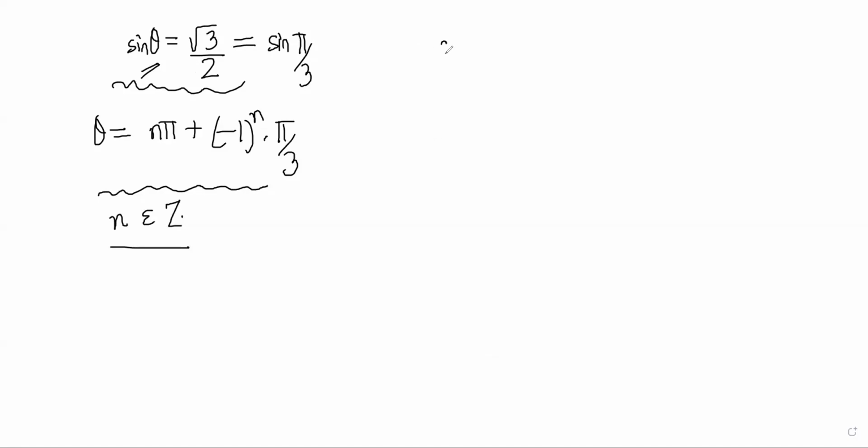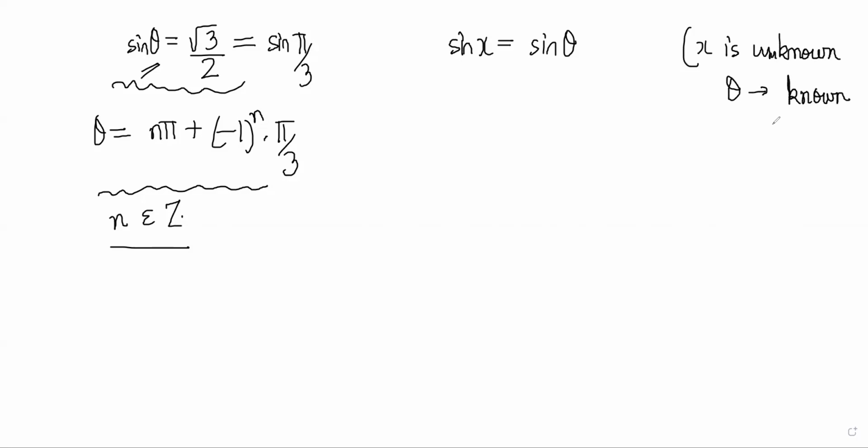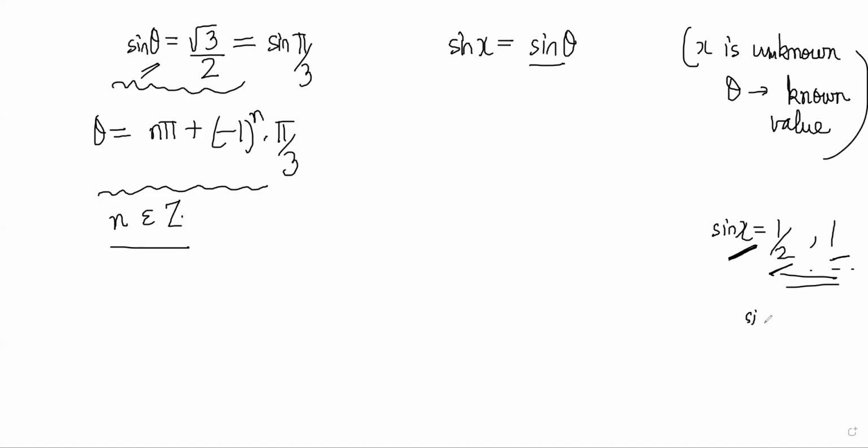So basically, we have a rule: suppose you have an equation where sine x is equal to sine theta, and here x is unknown and theta is some known value. Obviously, one side of the equation has to be known, otherwise everything is unknown, then there's no sense of the question, right? They have to give you something like sine x is equal to half or one or some value. Then only they will ask you what is the angle x, right? So if they give you some value half or one, you can write it as some known theta, sine 30 degree or sine 60 degree or sine 90 degree or whatever, right? So theta becomes your known value.